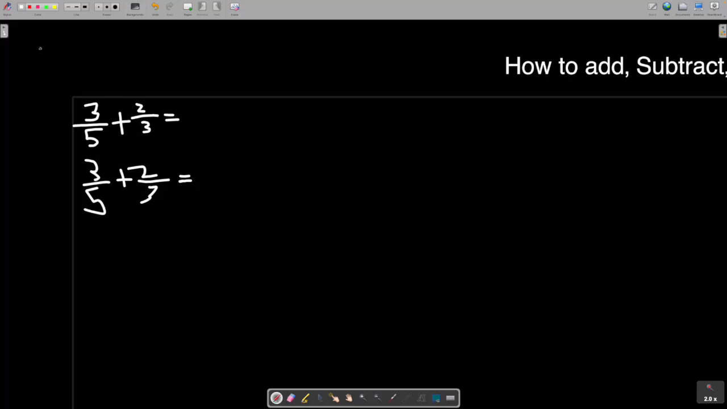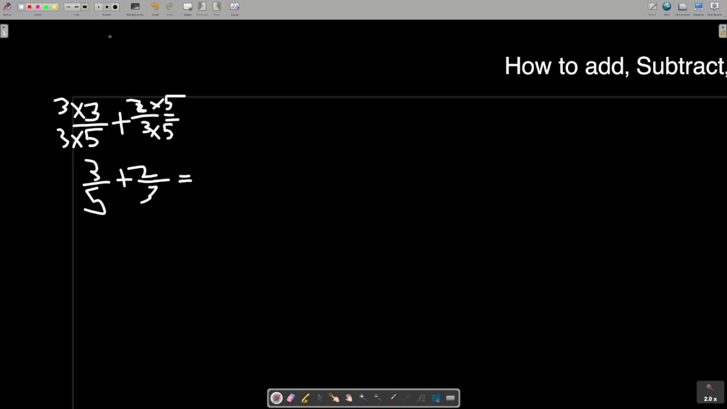So we multiply the first denominator by the second one. So 5 times 3, and then 3 times 5. Now, if we just multiply the denominators, the numerators will get sad. So what we can do is also multiply the numerators with the other denominator. So we have times 3 times 3, and then times 5 times 5.